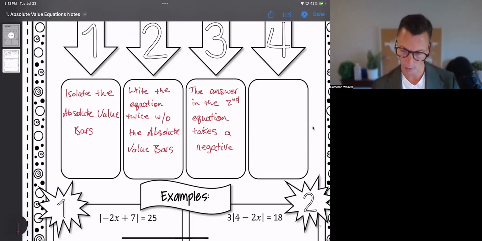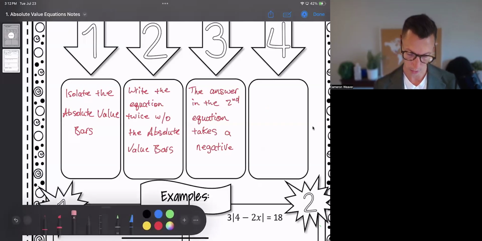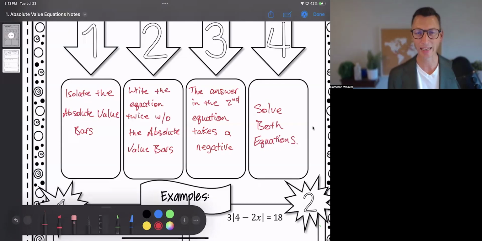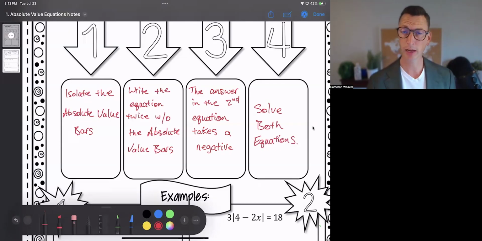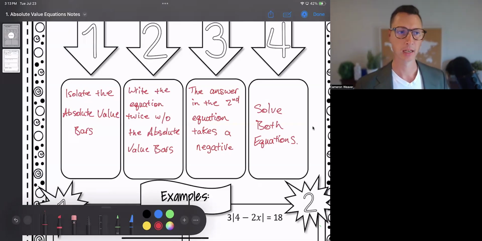And then step 4, solve both. So this simply lets you know that each problem for absolute value equations is going to have 2 answers. All right. So let's jump into this.